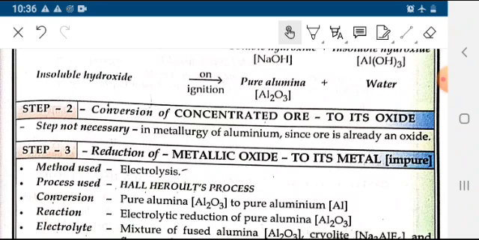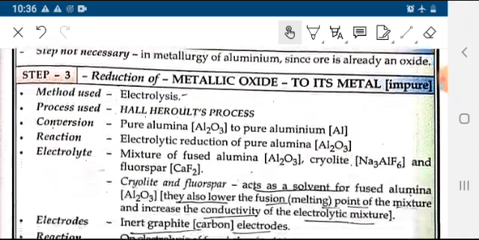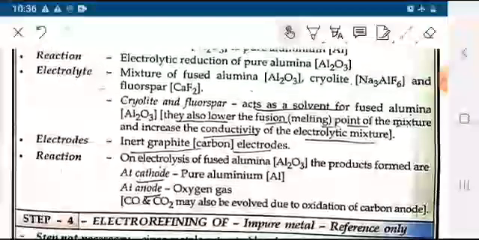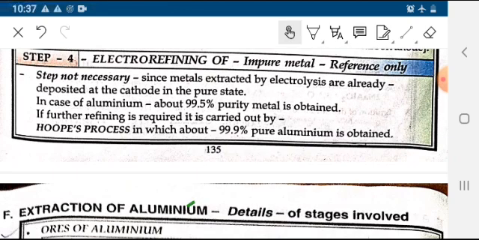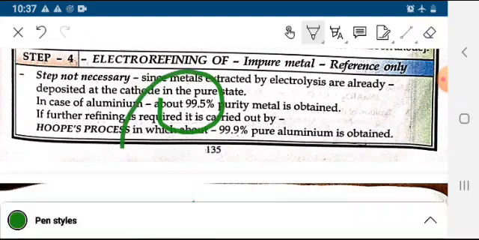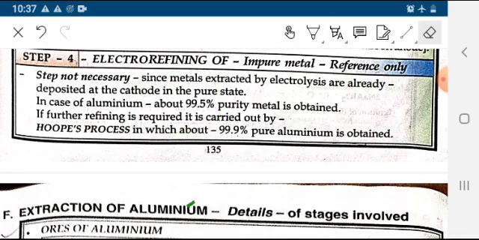Step 2 is the conversion of concentrated ore to its oxide, and third step is reduction of metallic oxide to its metal. The method is the electrolysis process, Hall-Héroult process, pure alumina to pure aluminium, electrolytic reduction, where the electrolyte, electrodes and reaction are given. Last is the electro refining of the impure metal, which is only for reference purposes, and you can see that 99.5% pure metal is obtained. So it is a very good method. We are getting almost 100% purity.